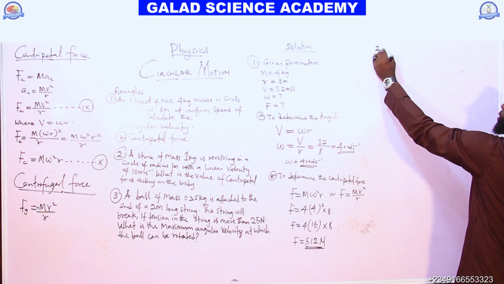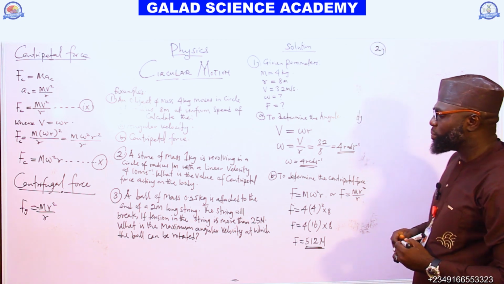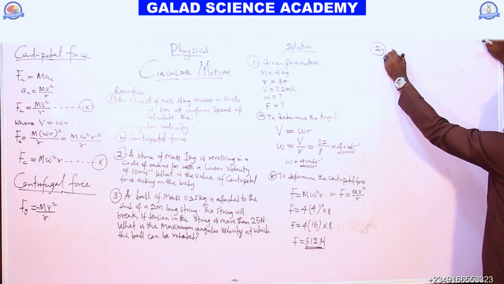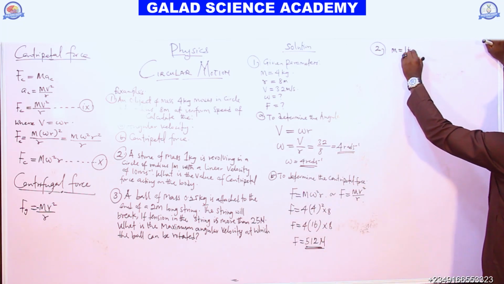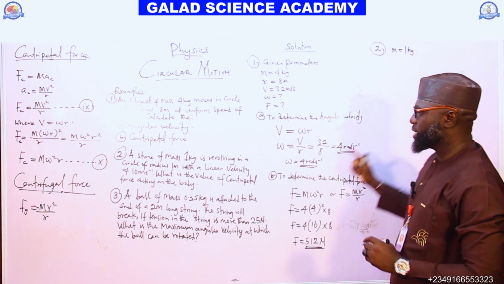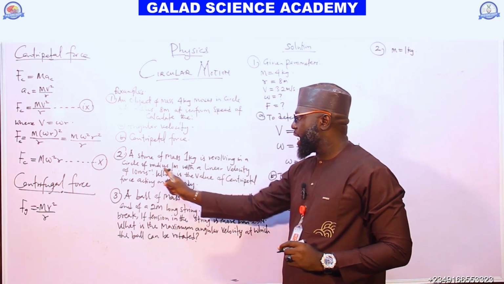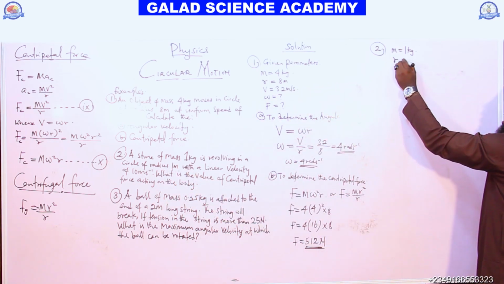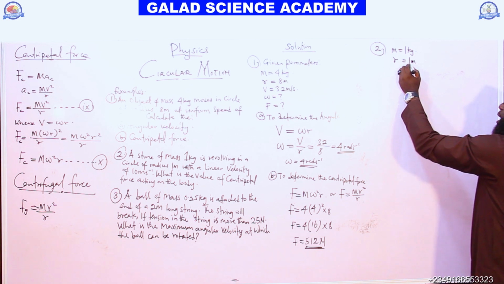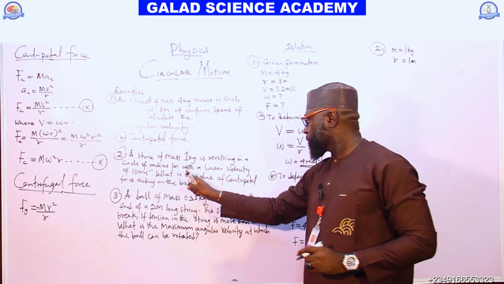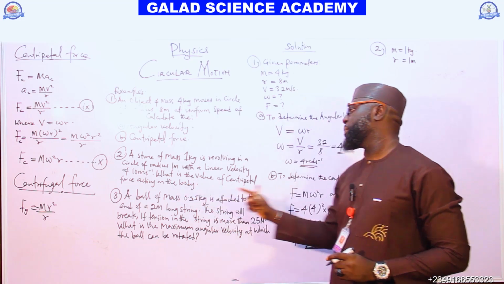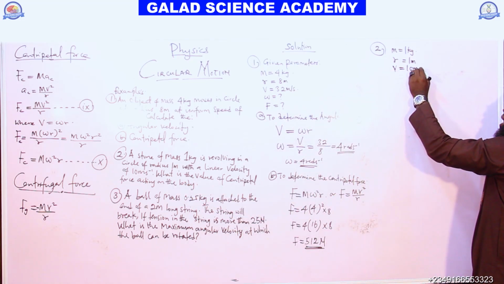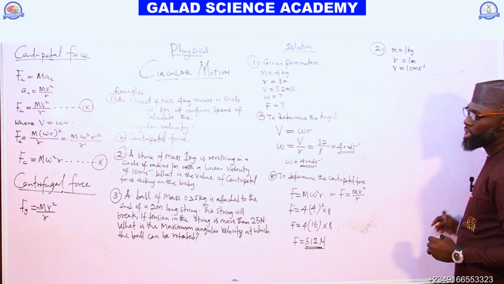Number 2. A stone of mass 1 kg is revolving in a circle of radius 1 meter with a linear velocity of 10 meter per second. So my mass is 1 kg, my radius is 1 meter, and my linear velocity is 10 meter per second.